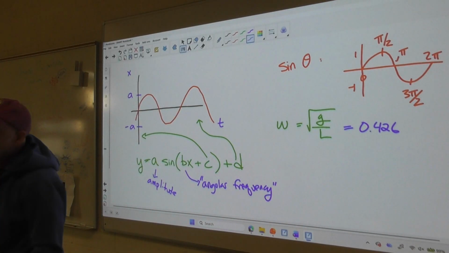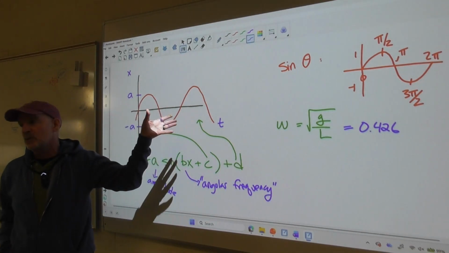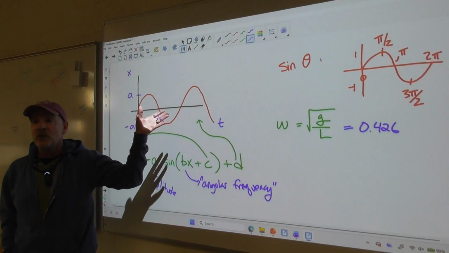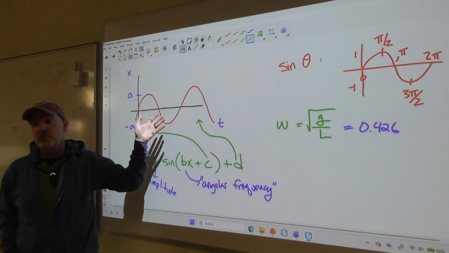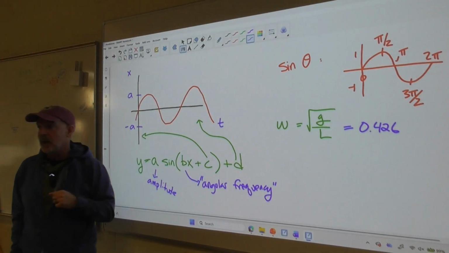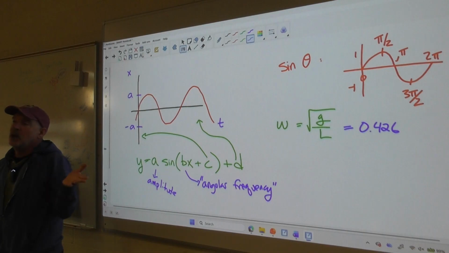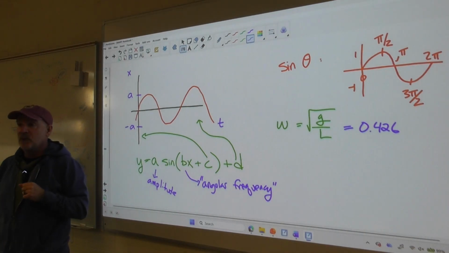And then the C and the D parameters, you don't even have to use those for anything. If you wanted to, you could use those to adjust your zero position and your zero time, but you don't have to. What's important are the A and the B parameters. Right? So that's the big take home from the pendulum piece. Does anybody have any questions about that?